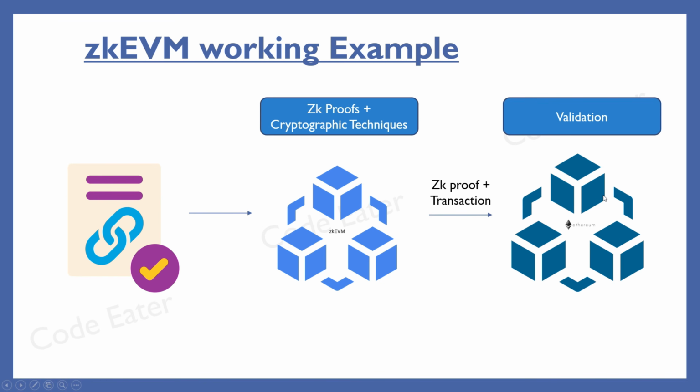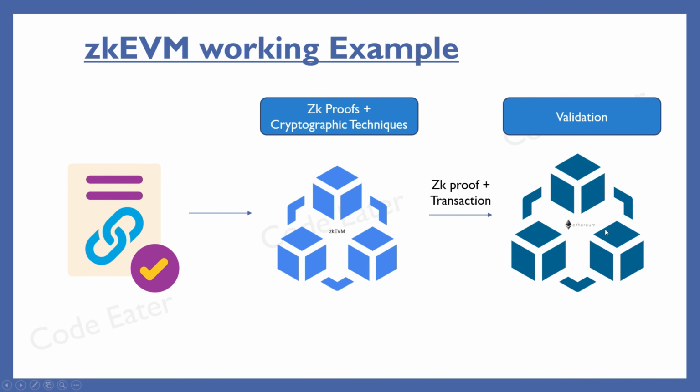And this is how our zkEVM works. In this case, you can see how it is actually helping the Ethereum blockchain. Now, instead of running this smart contract directly on the Ethereum blockchain, we are deploying this smart contract on the zkEVM blockchain. So this is actually taking the burden off the Ethereum blockchain.